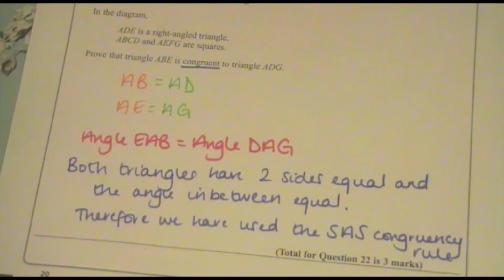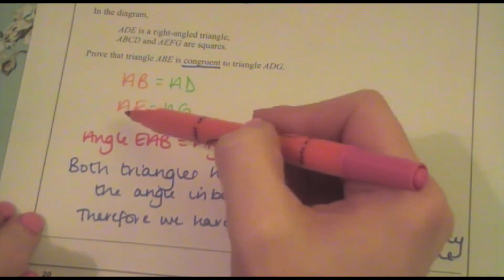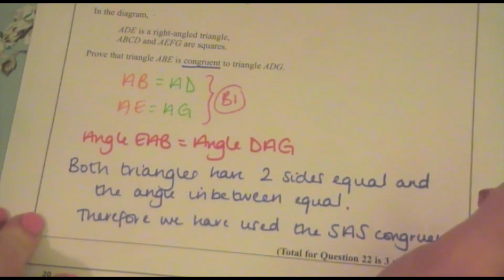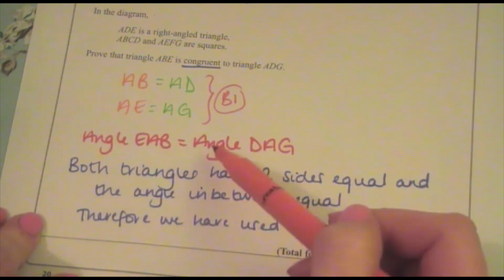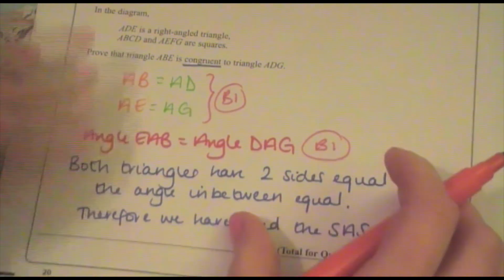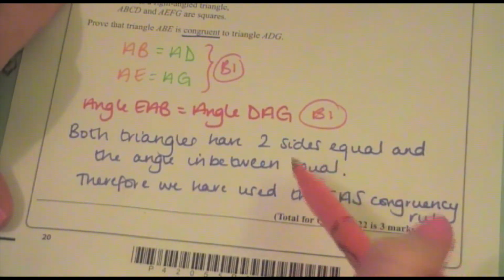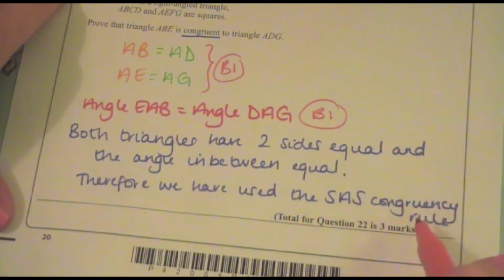For my first mark, I needed to have stated that AB equals AD and AE equals AG, so I needed to have stated both of those for my first mark. My next mark is that I needed to have stated that angle EAB is equal to angle DAG. And my final mark is for saying that I found two sides that are equal and the angle in between, or included between those two sides, is also equal. Therefore I've used the side angle side rule.